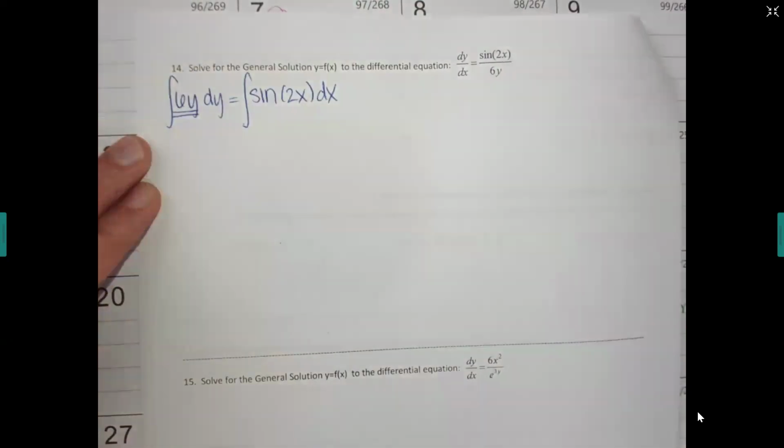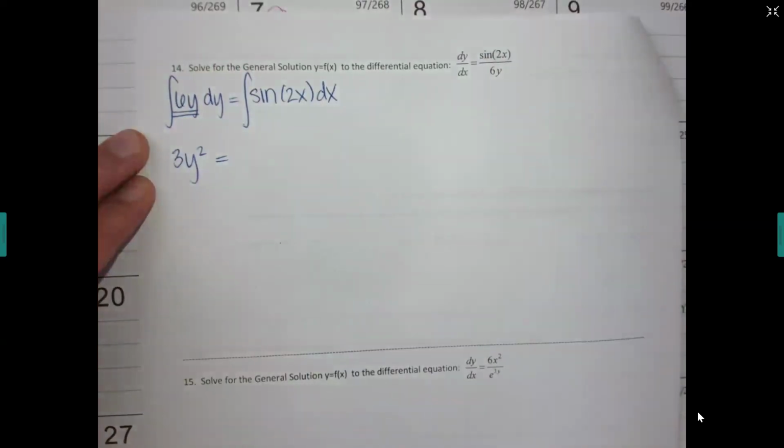So remember, step one is the dx moves over here, the 6y moves over here. Which of those sides will require u sub? The y's or the x's? The x's, because it's not just sine x. What is it? Sine 2x. So let's do this antiderivative first because it's easy. 6y, you're going to up the power, then divide. What'll that go to? 3y squared equals. Okay, then on this side, we need u sub.